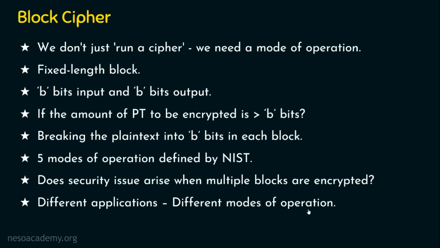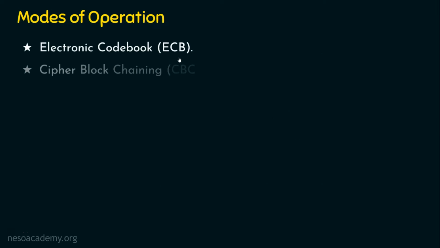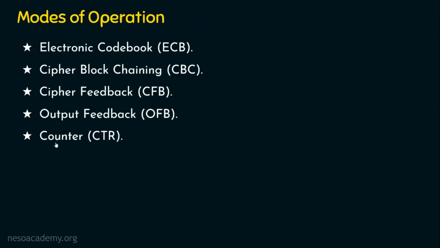Let's now know what are all the various modes of operation. NIST defined basically 5 modes of operation. Number 1, the electronic code book, simply called ECB. Number 2, the cipher block chaining, which is called CBC. Number 3, the cipher feedback mode, which is CFB. Number 4, the output feedback mode, which is OFB. And finally, the counter mode. These are the 5 modes of operation defined by NIST.